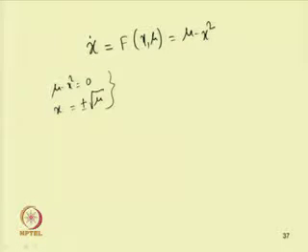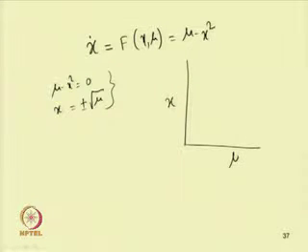If we plot this curve, which we have already plotted several times, with x and mu: for negative values of mu, x will be imaginary, so there is no solution. For positive values of mu, we have two solutions.